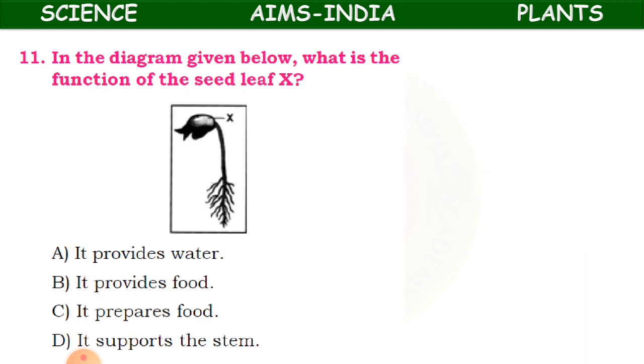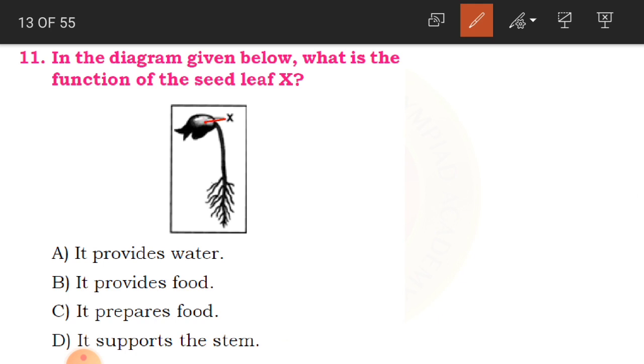Now we'll move on to the 11th question. In the diagram given below, what is the function of the seed leaf X? Are you able to see the seed leaf here? So what is its function? The options are: it provides water, it provides food, it prepares food, it supports the stem. Children, this is actually the cotyledon. And what does it do? It provides food. B option is the correct answer.